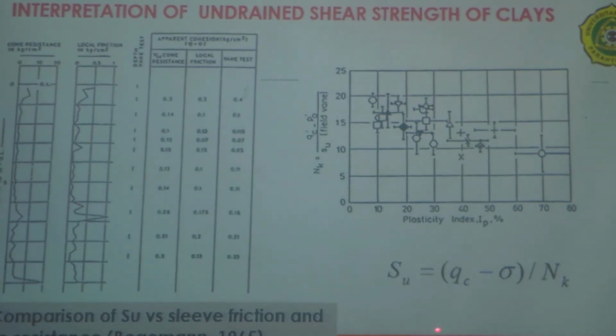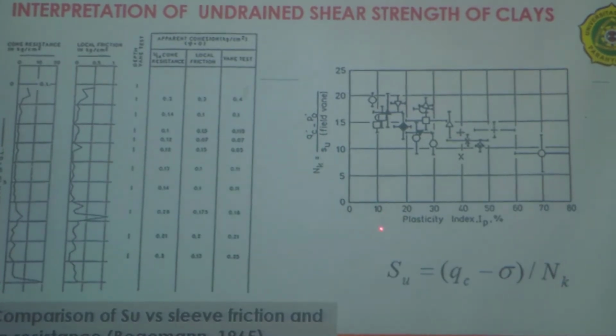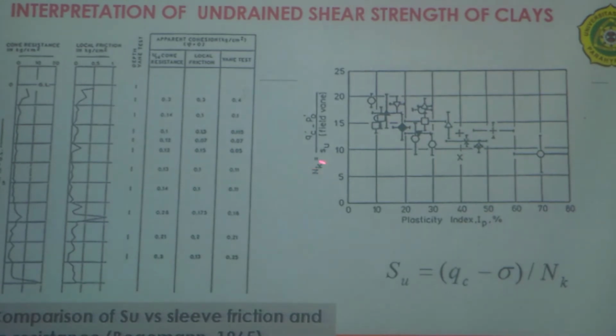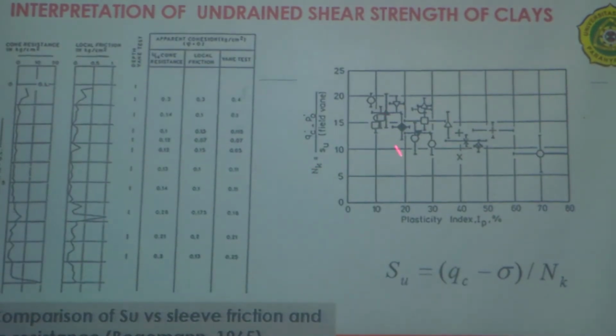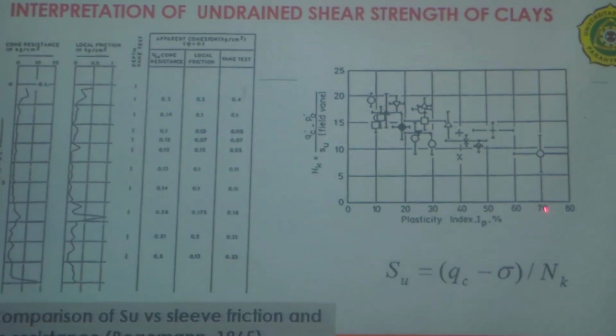So the undrained shear strength is QC minus sigma, where sigma is the vertical total stress, divided by NK. NK is the cone factor. What is the cone factor? Look at this. This is connected to the plasticity index. So NK depends on the plasticity index. If it is low, it will be high. But the average is about 15. But if it is high plasticity, if the plasticity index is 70, then you divide by 10.